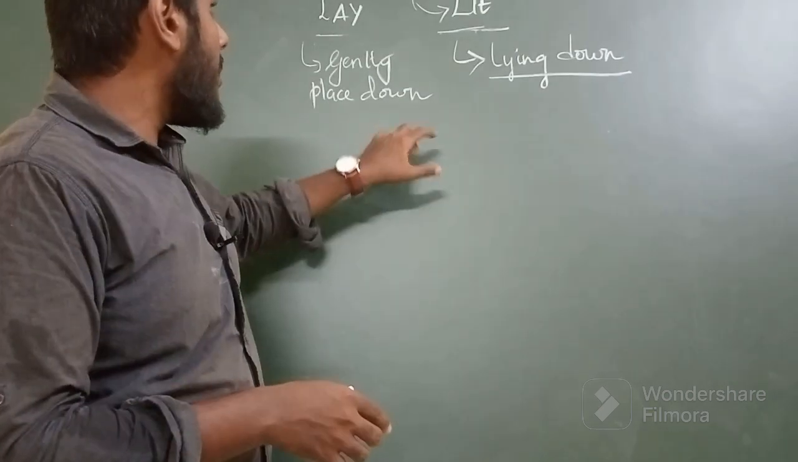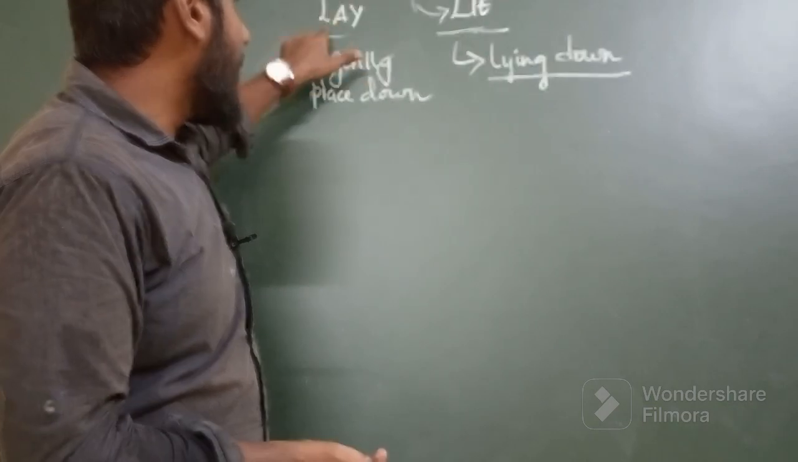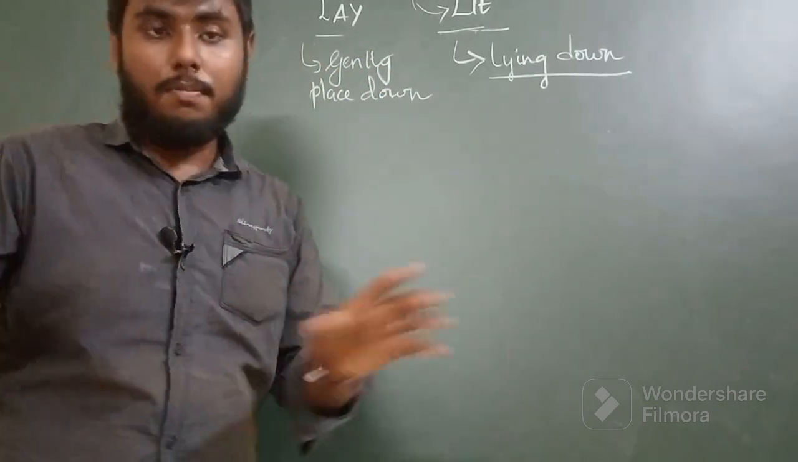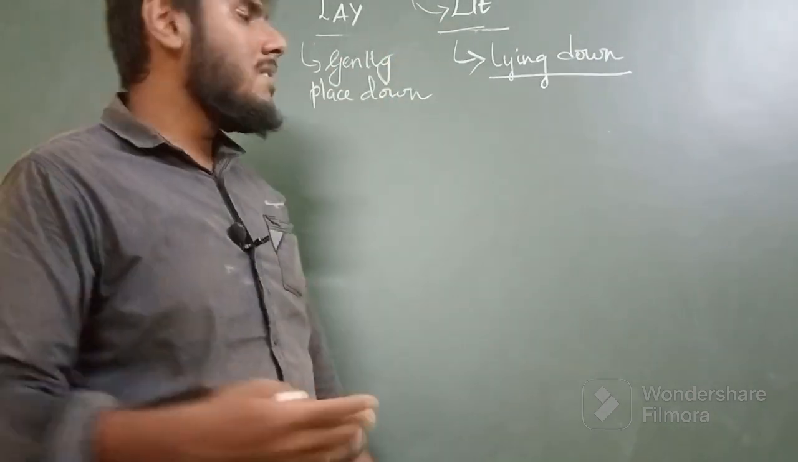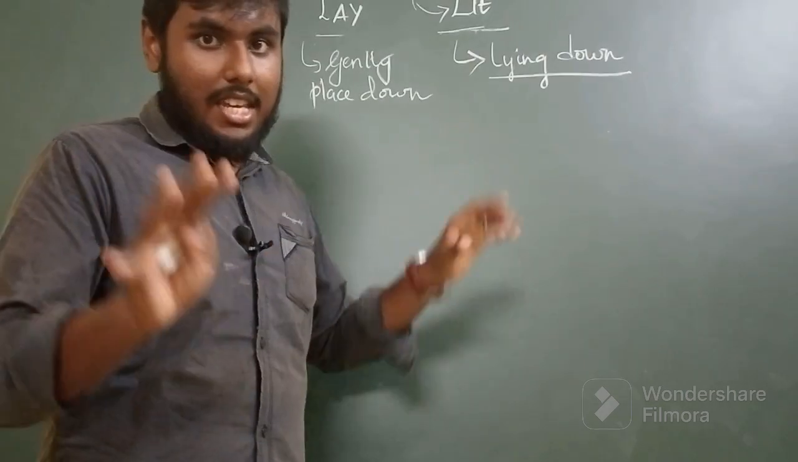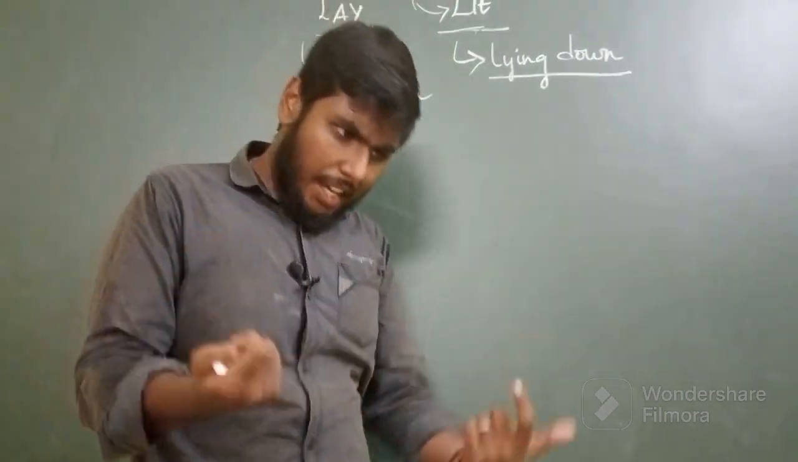So these are the meanings of these two verbs, lay and lie. To repeat it, lay simply refers to gently putting down something onto something, that's it. And lie simply refers to lying down, okay? So these are the meanings of these two verbs. Fine.